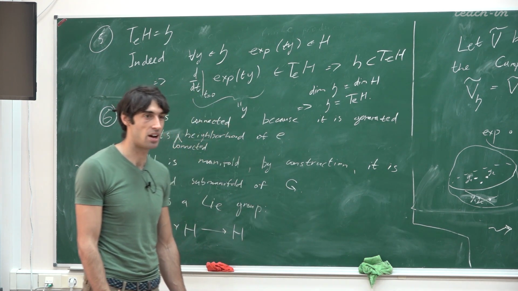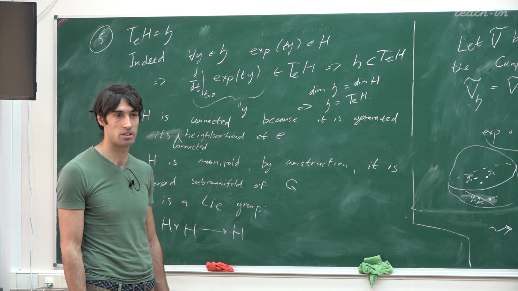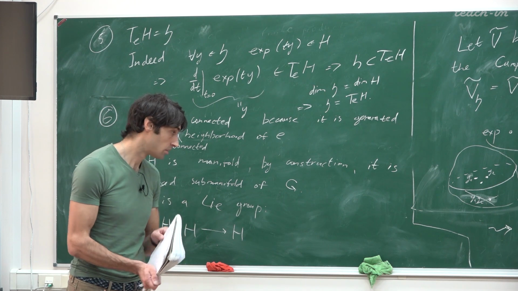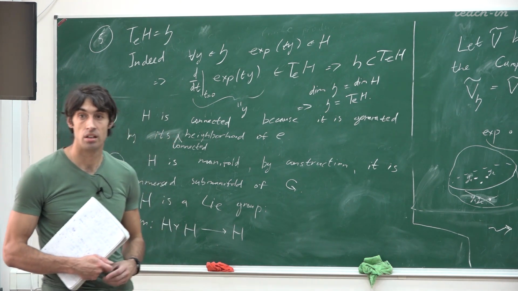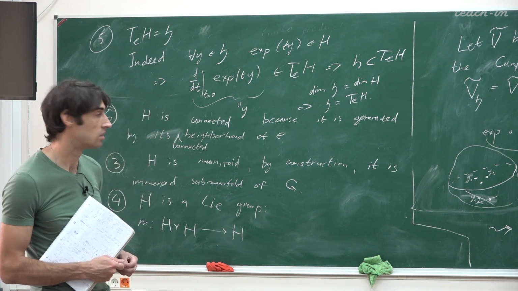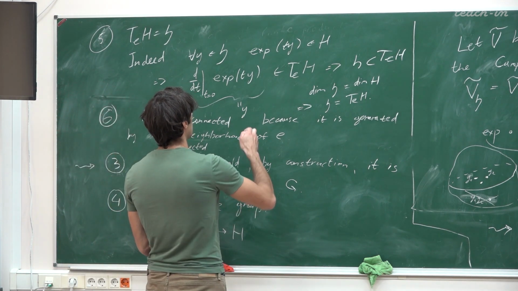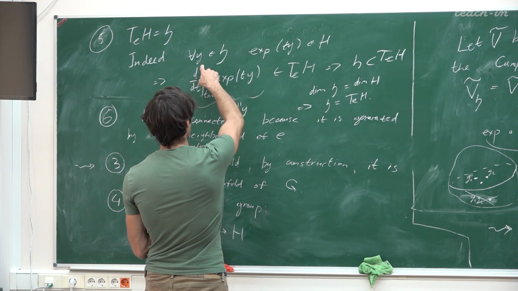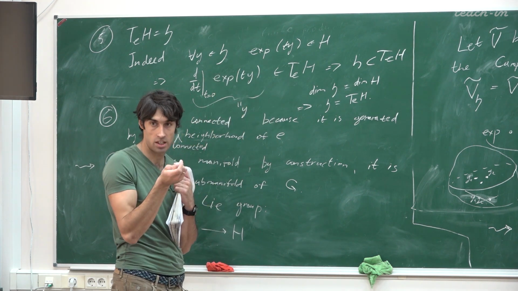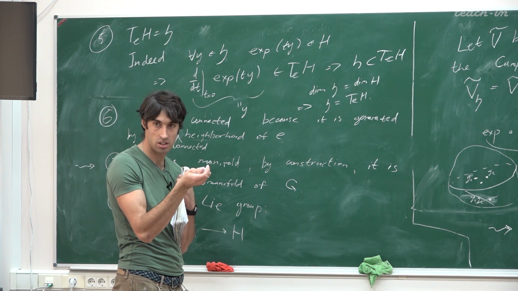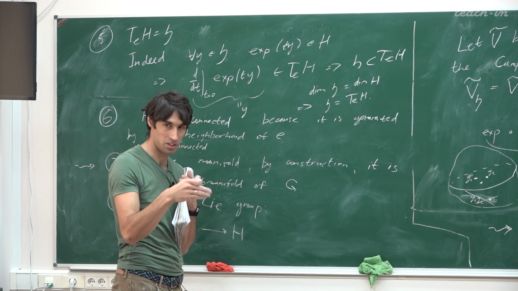We proved, up to Campbell-Hausdorff, theorem 1, right? In statement 5, why was the exponential of ty in H? Because y is in H, ty is in H, right? So we took the image of H to generate it.